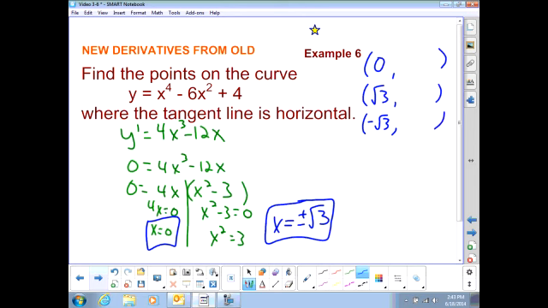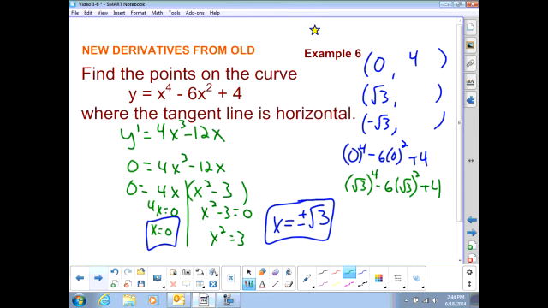Well, 0 shouldn't be too bad. When you put 0 in for x to the 4th, it wipes out. When you put 0 in negative 6x squared, it wipes out. So we'll just have 4 left. Because they're even powers that we're plugging into, we'll get the same thing whether we plug in square root of 3 or negative square root of 3. So by plugging in square root of 3, we should be able to get both y values. They'll be the same.